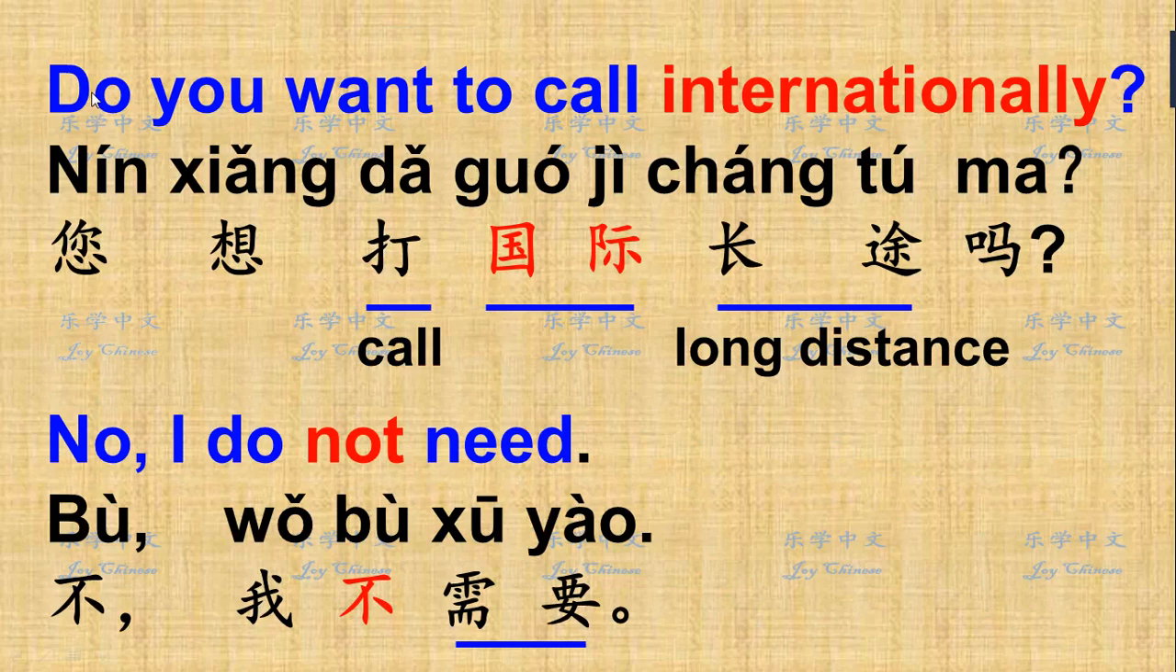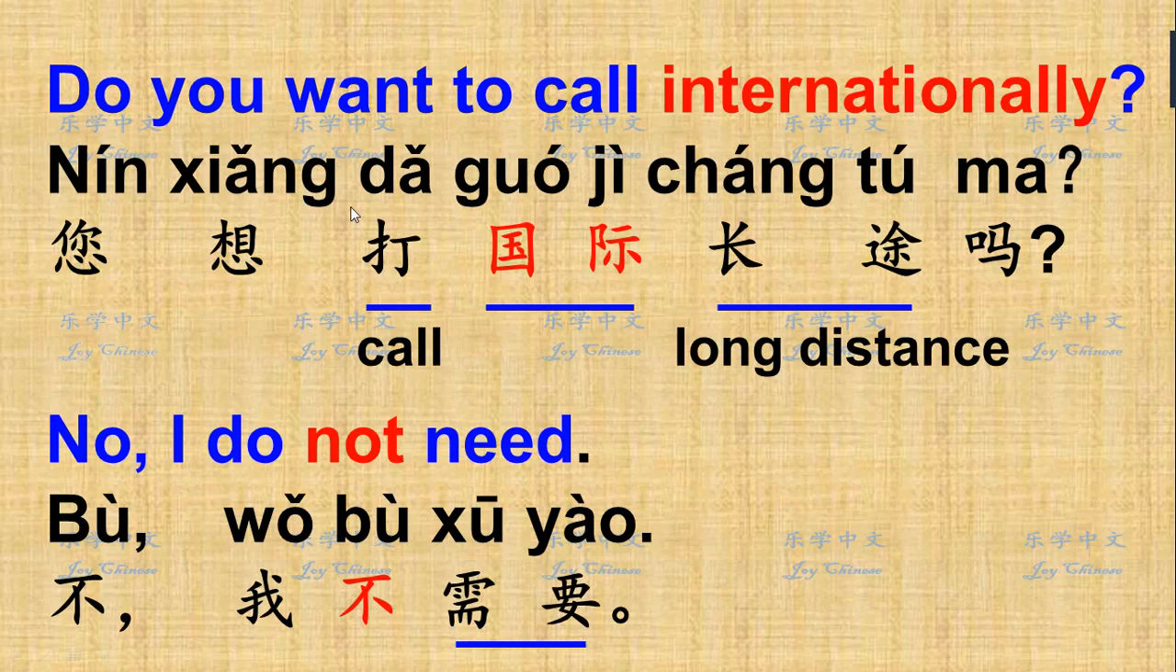Then the person in the shop asks, do you want to call internationally? Here, internationally means 国际. So overseas, out of China. In Chinese, 您想打国际长途吗? So here, we say 打电话, call. When you say 打 combined with telephone, it means call.